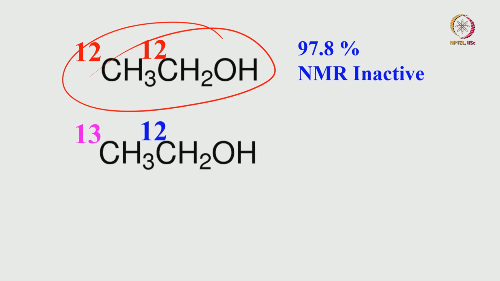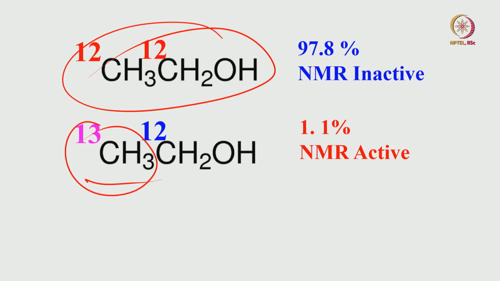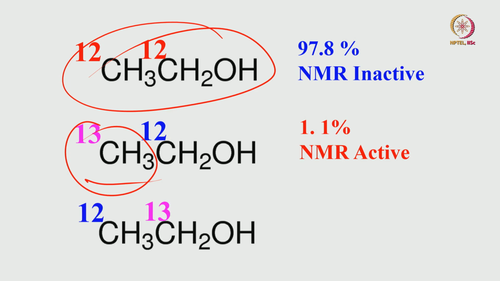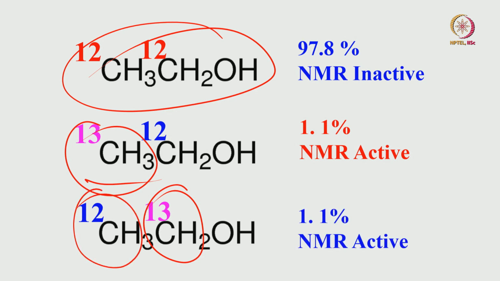Okay, forget it. Come to the other molecule. This CH3 can give a peak, 1.1% NMR active. See, this carbon-13 spectrum can be obtained because of this CH3 group. Go to this situation. This CH2 carbon will give a peak, but this will not give me the peak. Again, this is only 1% active, 1% possibility.